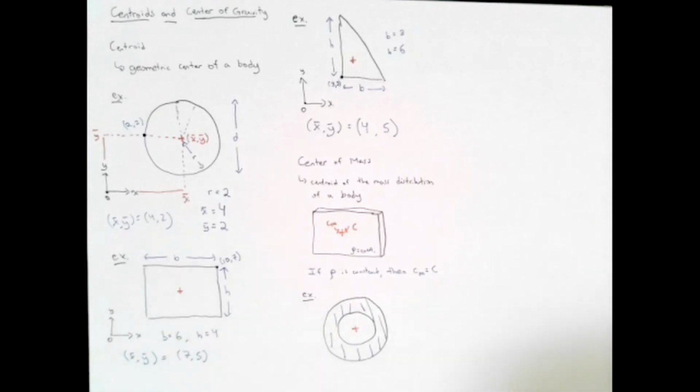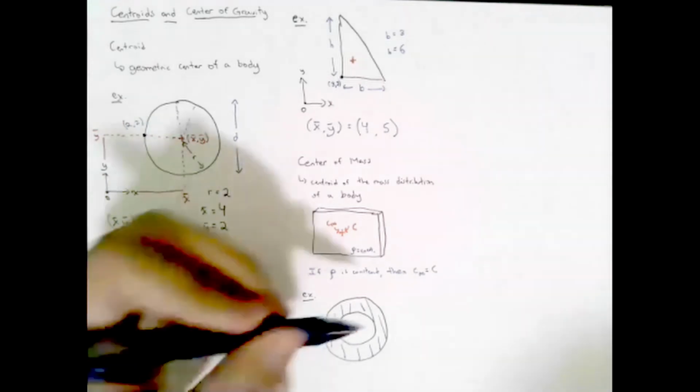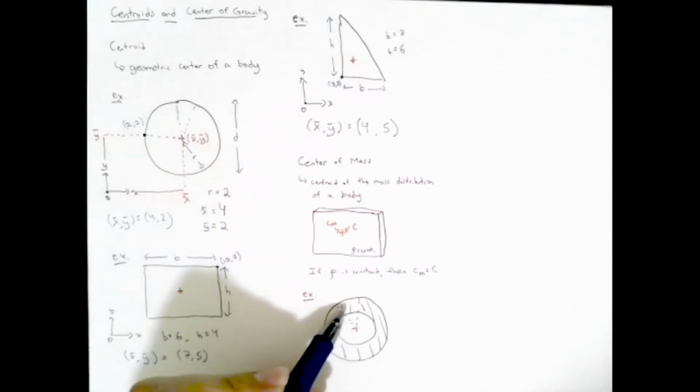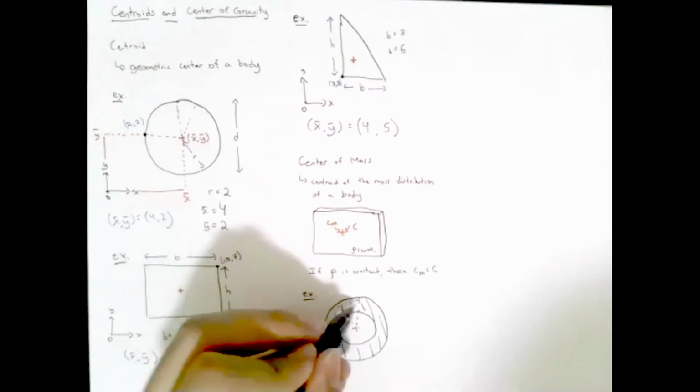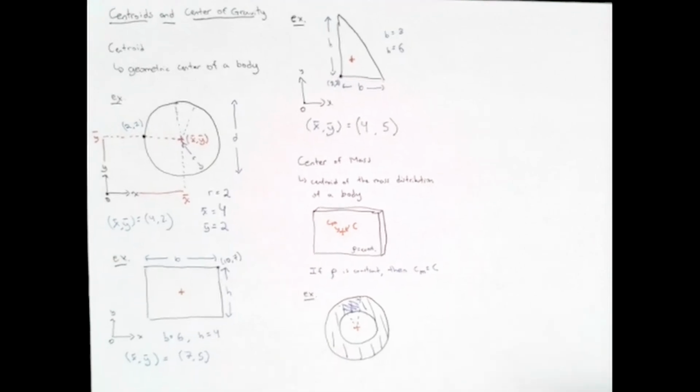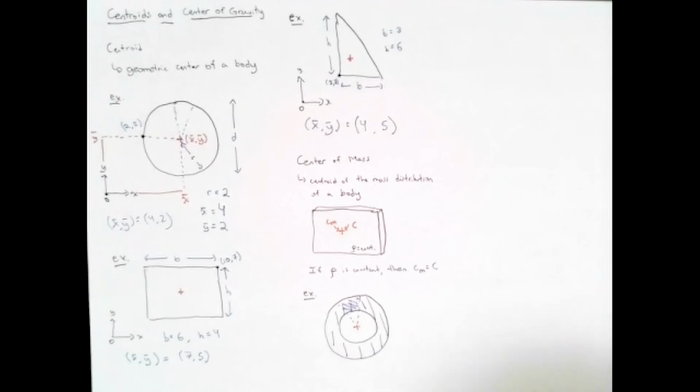But notice that if I were to stand at a point at the center, no matter where I look, I will always visualize the same amount of volume in whatever direction I look at. So the centroid doesn't always have to be located on the body. The centroid can be located away or outside of the body.